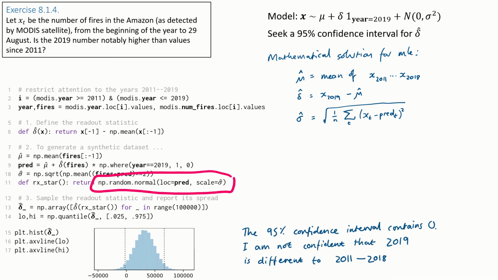In the end, the 95% confidence interval turns out to contain 0. I am not confident that 2019 is different to 2011 through 2018. It's borderline, but not quite enough evidence to be confident. It is asking a lot to look for evidence of a policy change from just a single number. There's nothing intrinsically wrong with that, it's just it'd need a pretty extreme single number. If we had more years, we'd get a clearer picture. It would be good to rerun this analysis using 2020 data.